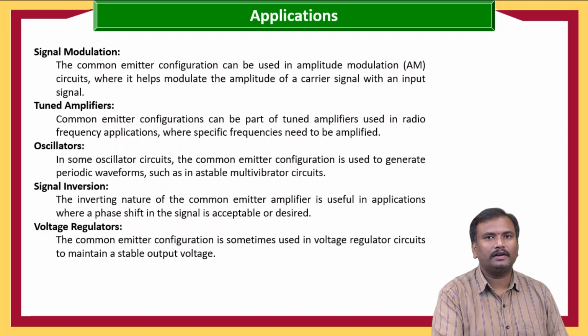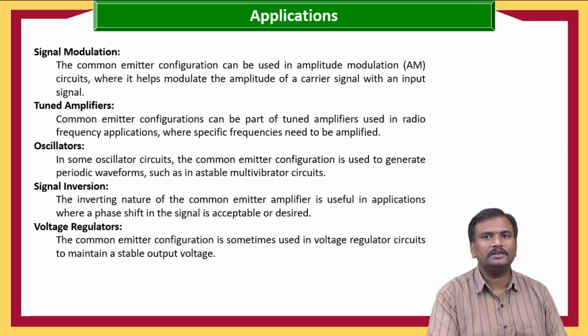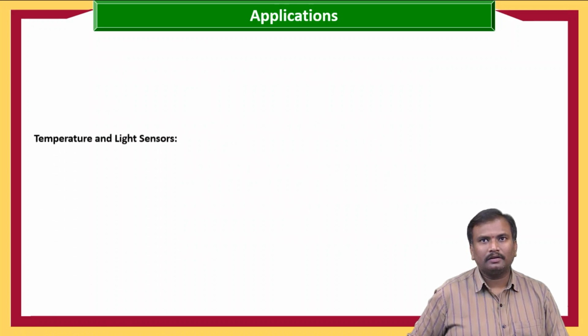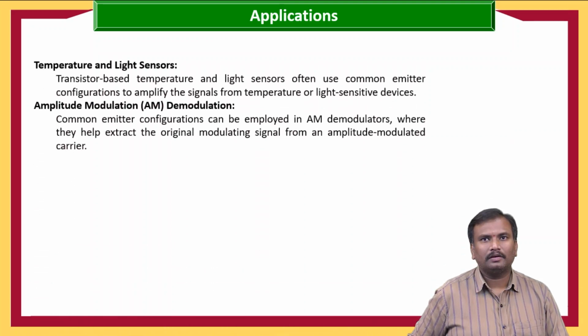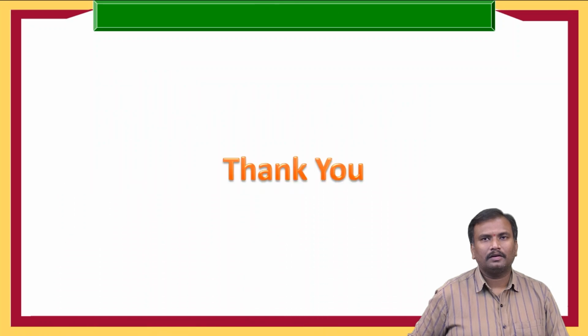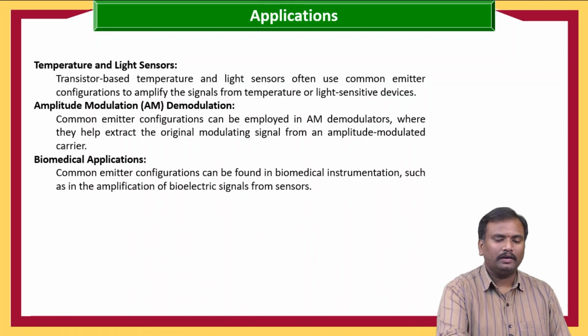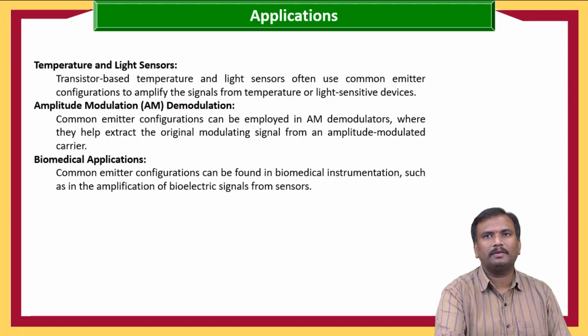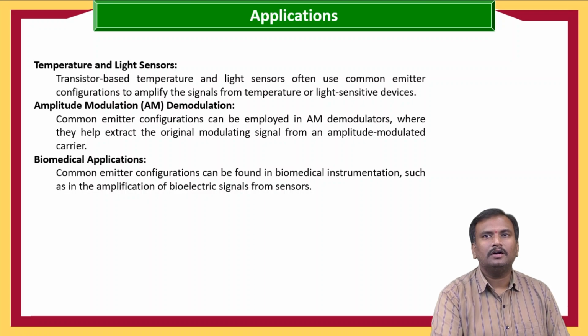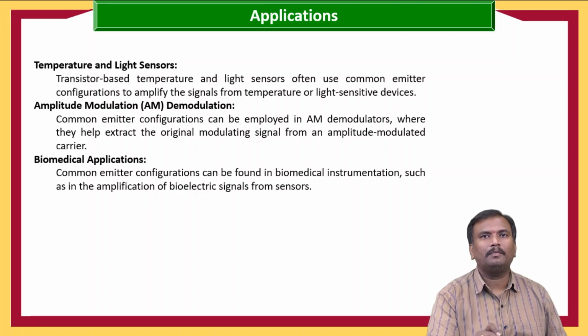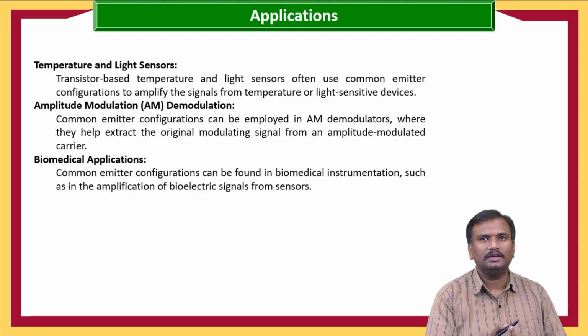And voltage regulator: the common emitter configuration is sometimes used in voltage regulator circuits to maintain a stable output voltage. Here, temperature and light sensors: transistor-based temperature and light sensors often use common emitter configurations.